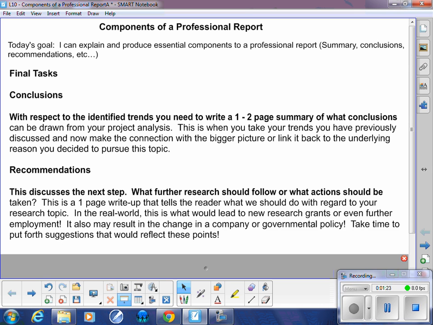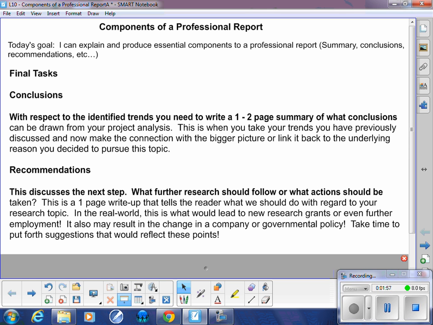Then, I would like you to write recommendations. So what's the next step? If you were doing this course again, and I asked you to do the next phase of the project, what would the next project focus on? Or if you discovered something and you were bringing it to the government to make a new social policy, what would that policy be? Or if it was for the school, what policy should the school put in? That's what recommendations are. What comes out of your report? What did you find and what suggestions would you make?